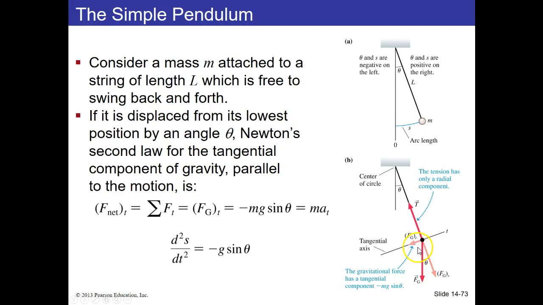So here we've got our tangential axis. The tension only has a radial component is what we're saying. So this FGT is this FGT right here, and that's negative mg sine of the angle, and that should be equal to our mass times acceleration. Also remember this is the second derivative of our position versus time, and so here we should have negative g sine of the angle.